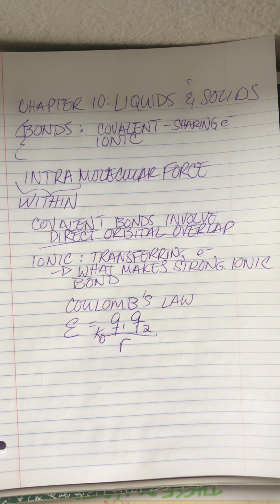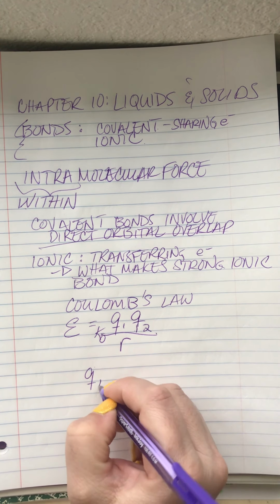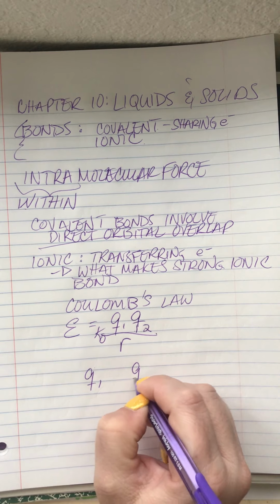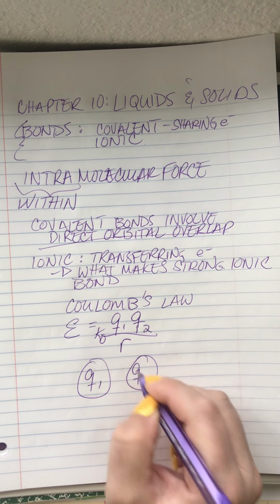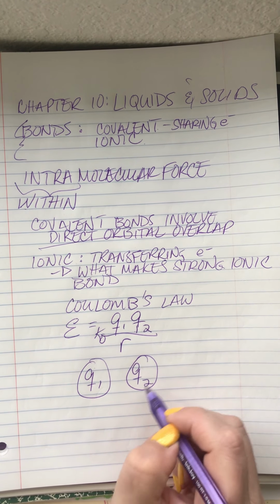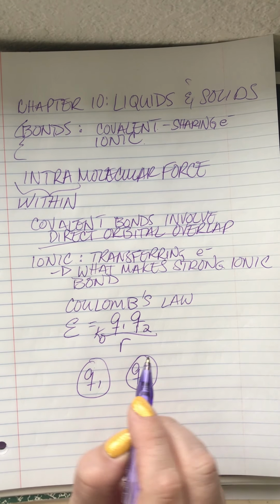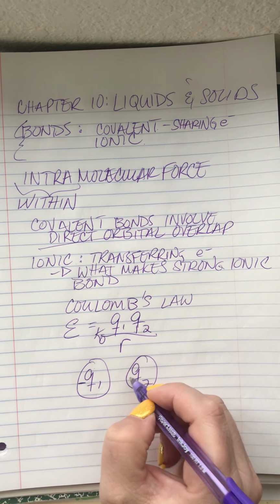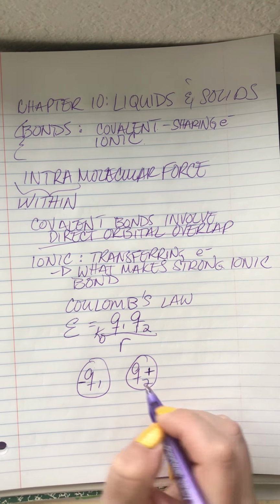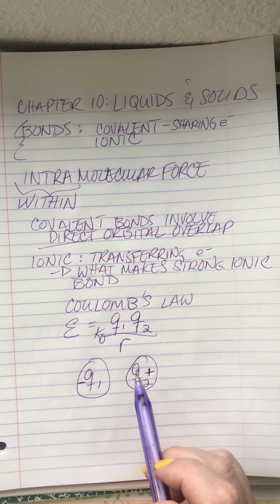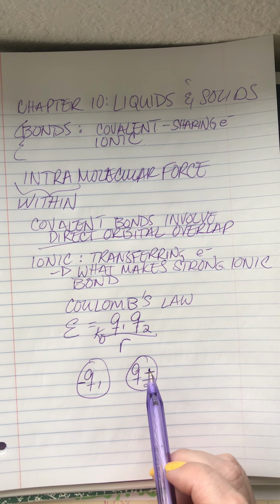So the smaller radius makes it more attractive, right? Right, so closer together is going to make the attraction greater, only if these guys have opposite charges, right? If they have like charges, then they'll repel.